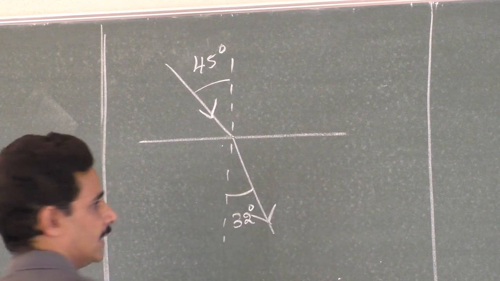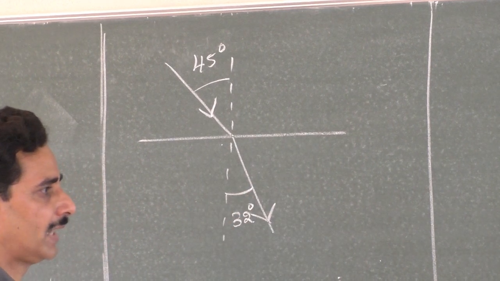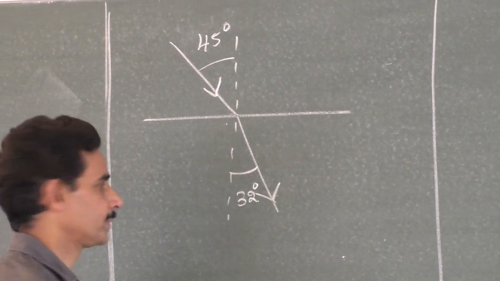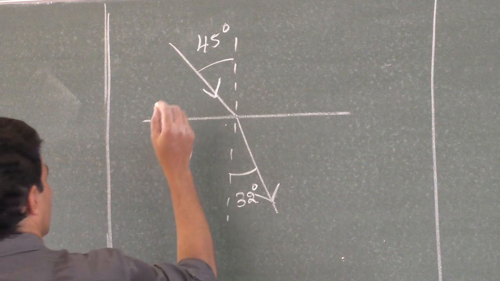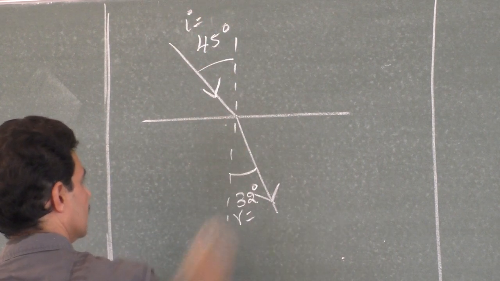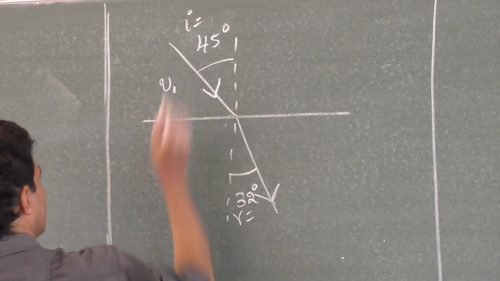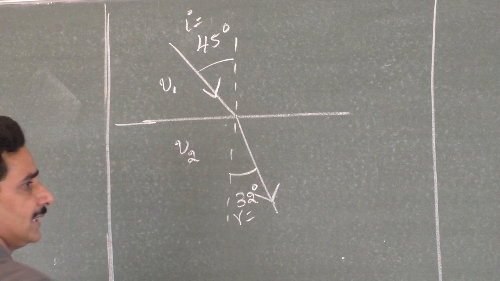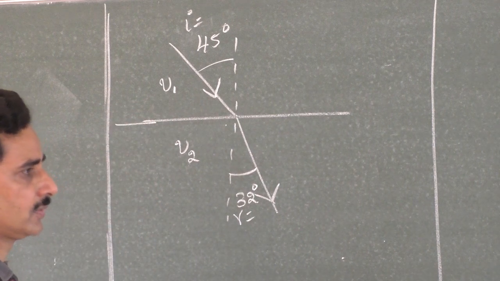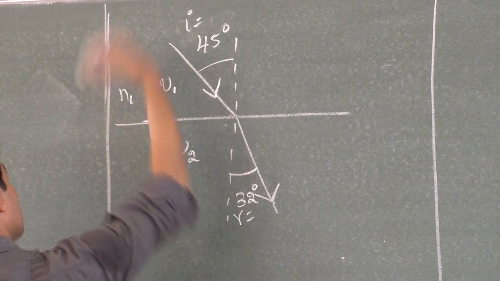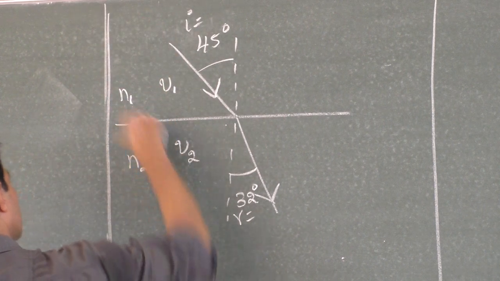Okay, 32 degrees. Then what is the speed of light in the liquid? Now you can connect all the things related to this problem. This is I, this is R, the speed of light in this medium is V1, this is V2, and refractive indices are not given. Suppose this is the refractive index of the first medium with respect to air, and the refractive index of this medium with respect to air.